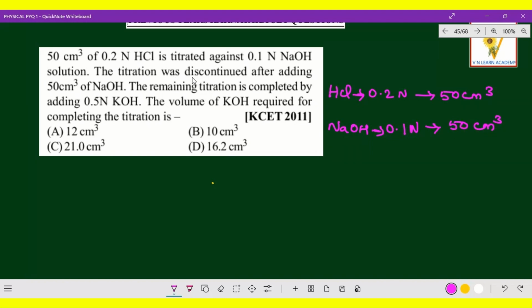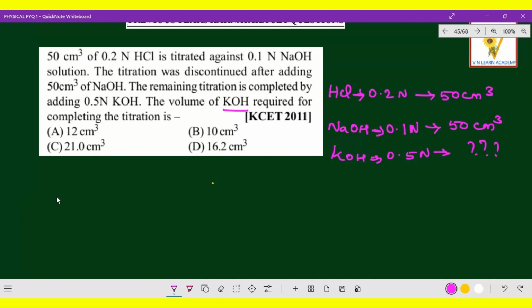Here they mentioned discontinued after adding 50 centimeter cube of NaOH. Now, one more point they mentioned, the remaining titration is completed by adding 0.5 N KOH. So the KOH value they have provided is 0.5 N, and the volume of KOH required for completing the titration, the volume here we have to identify. Okay, now data we have collected. Come on, let us identify the formula and the calculation.